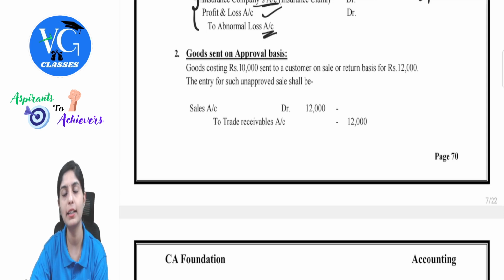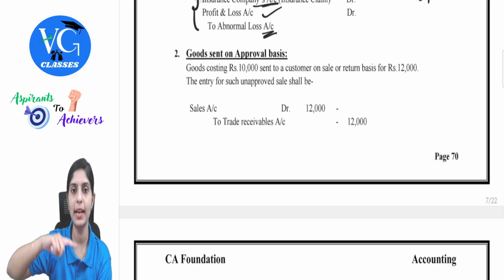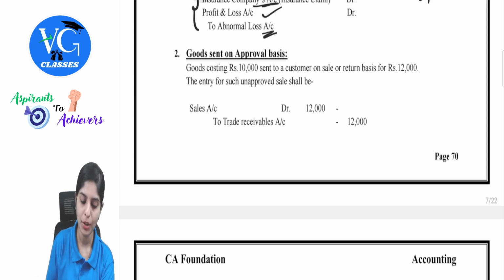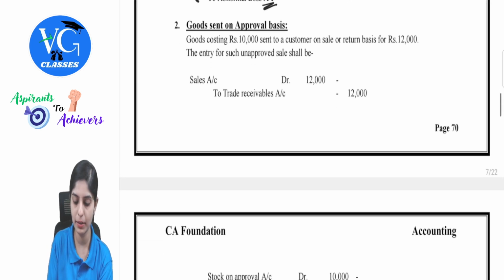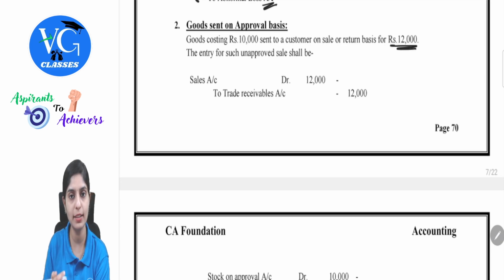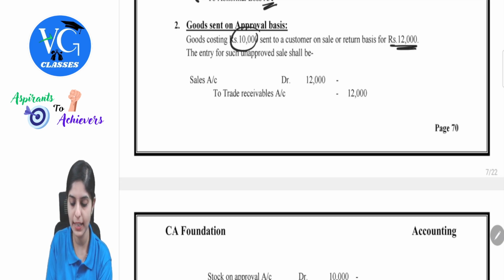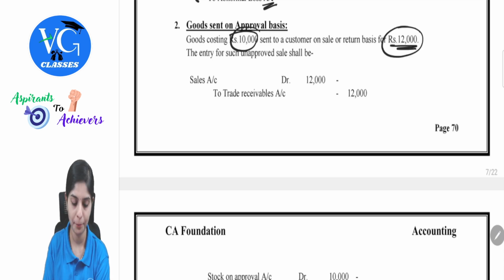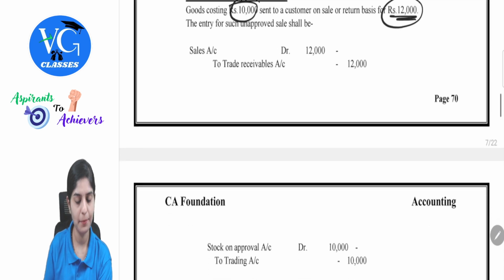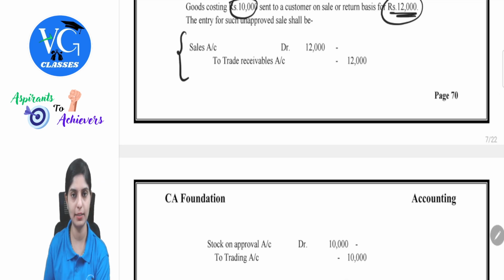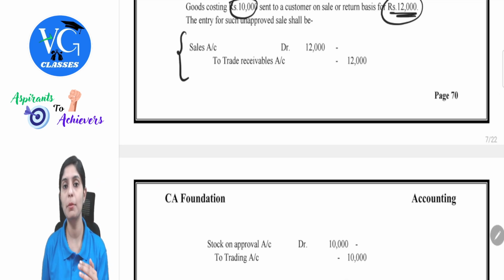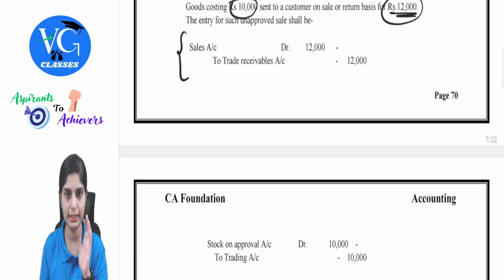The main role player here is whether you have the cost price or the selling price. See here, goods costing 10,000 sent to a customer on sale or return basis for 12,000. So what do we understand by this? This is my cost price and this is my selling price. At what price should we reflect in our books of accounts? The entry for this particular transaction would be sales account debit to debtors account. Why sales to debtors? Remember, while we do credit sale, the entry is debtors account debit to sales, right?